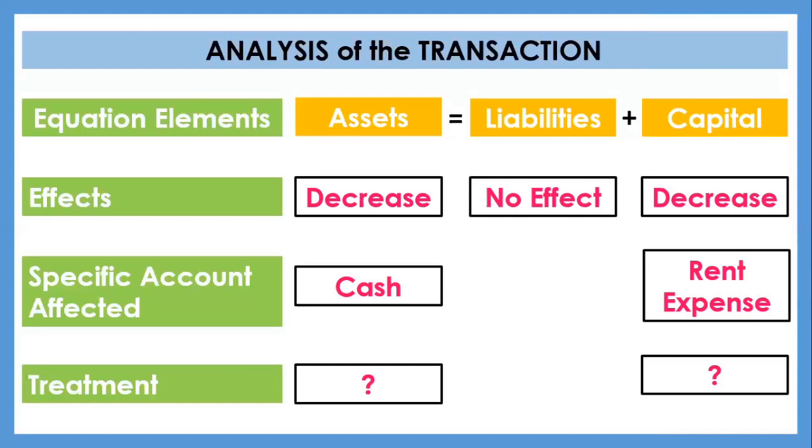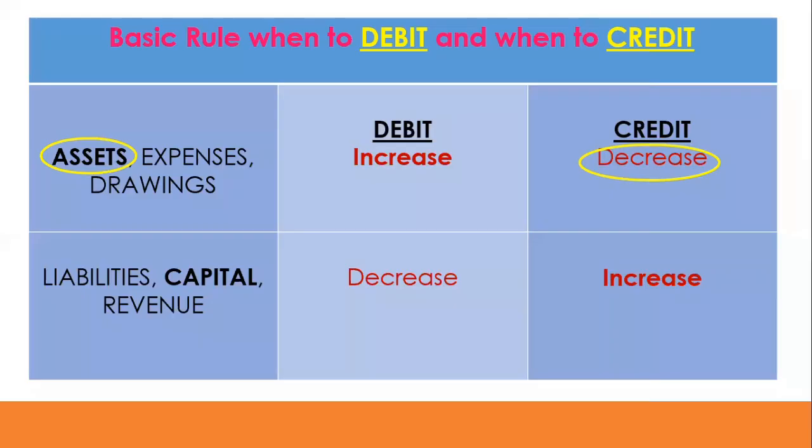And finally, the last step in analyzing the transaction is how we treat our asset account and capital account. Now, the question is, which account will be debited and which account will be credited? In order for us to answer this question, it is imperative to go back again to our basic rule. Based on the rule, if we increase our assets, expenses, and drawings, what do we do? We need to debit the account. On the other hand, if we increase our liabilities, capital, and revenue, what do we do? We credit the account. Otherwise, we debit it.